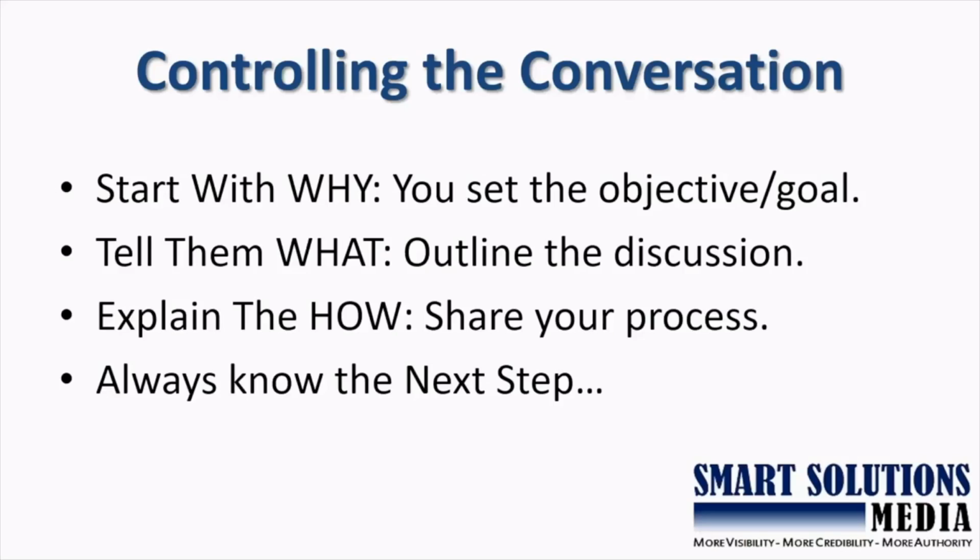You're the one controlling. Next, tell them the what. That is, outline the discussion. What are you going to talk about? This gets to the point of why an agenda for any sales meeting or sales conversation, an actual physical printed agenda, or at least a PDF version of the agenda that you email in advance. This gets to why that is so important, because you want to be the one outlining what you're going to talk about. You don't want to leave it to the whims and wherefores of the prospect.